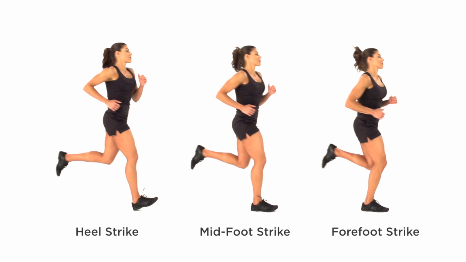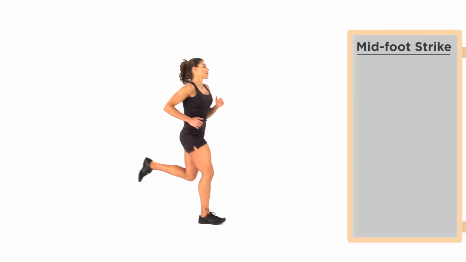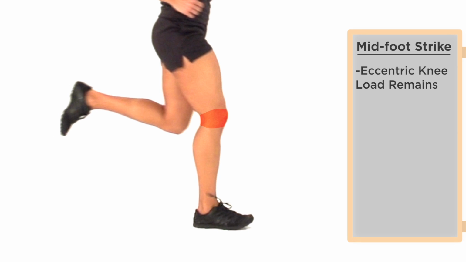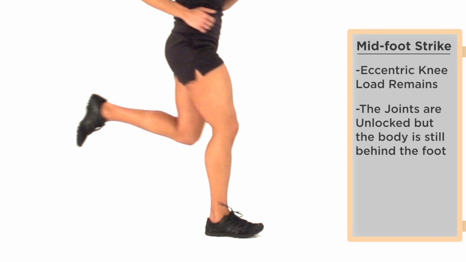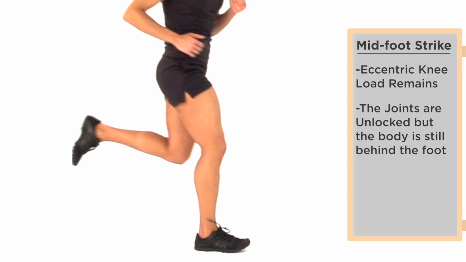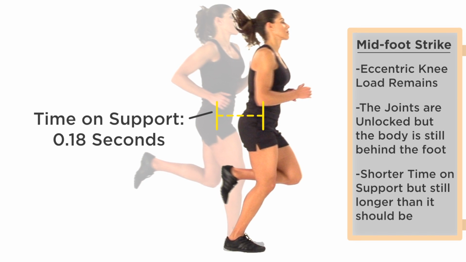Whether you're landing somewhere in that middle ground or you're truly landing simultaneously on the heel and the forefoot, this is where your body position will be in relation to your foot when it hits the ground. Science has shown that similarly to the heel strike, midfoot striking leads to the same eccentric knee load. The positive thing about the midfoot strike is that the joints aren't locked, but the body being significantly behind the foot puts excess strain on the tendons and ligaments in the knee. Time on support is reduced, but it's still longer than a forefoot landing pattern.